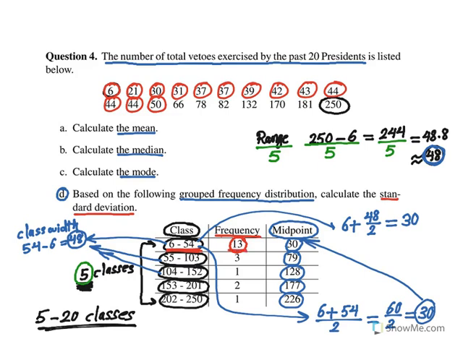And then between 55 and 103, they say that we have 3 presidents who vetoed this. So this will be 66, 78, 82. Those are the numbers that lie between 55 and 103, and so on for the rest of them. So now I'm going to go to the next page to solve the questions one by one.